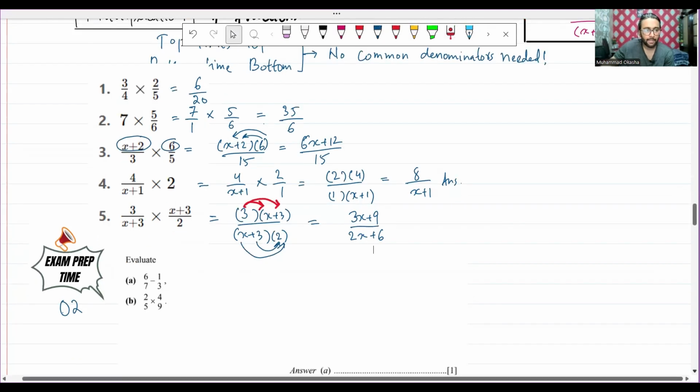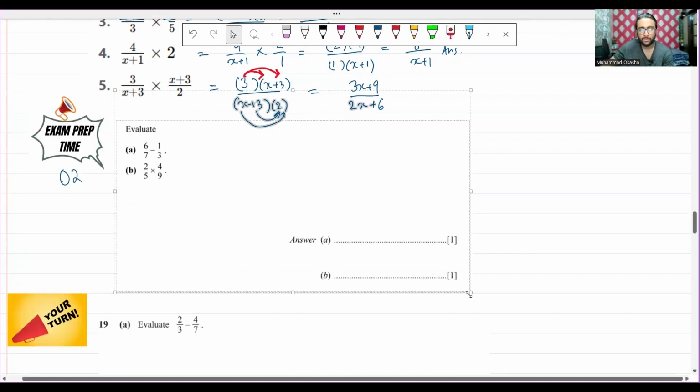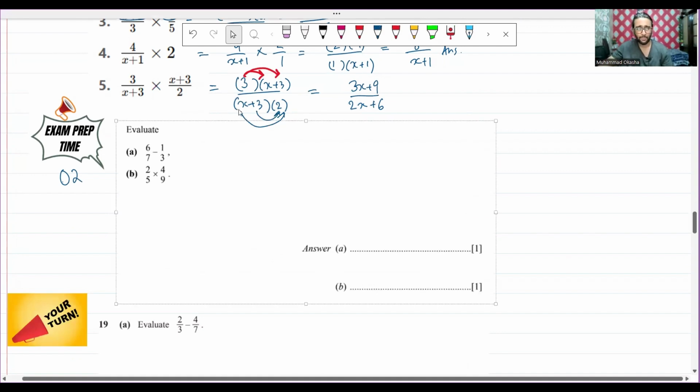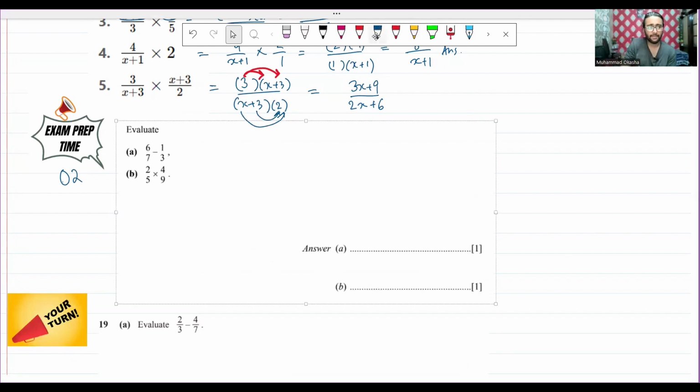Next, exam prep time 02. This is a past paper question, by the way. Pretty simple, I think. Once we've done this stuff a while ago, I think this sounds a lot easier now, right?